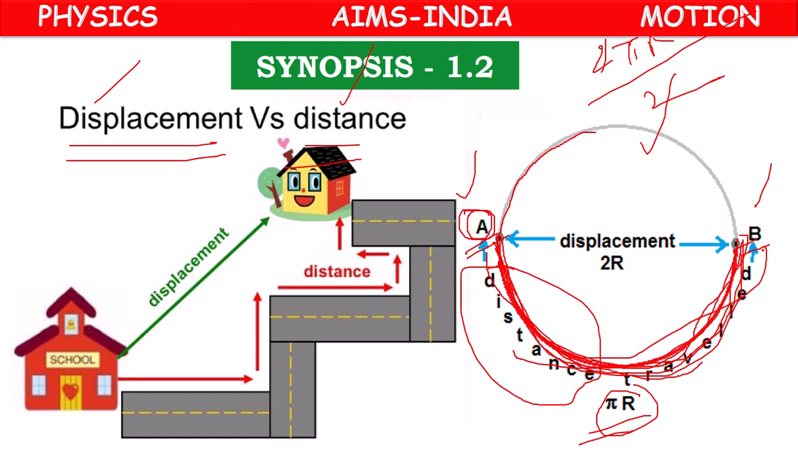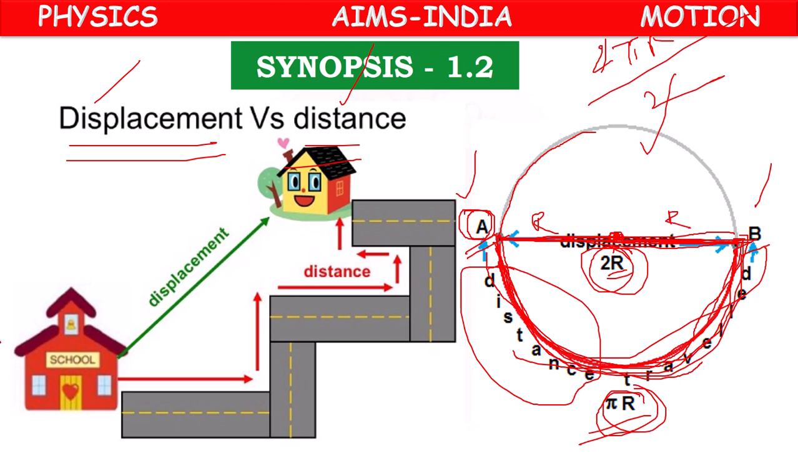Is there any shortest possible path between A and B? Shortest possible path means we have to draw a straight line connecting both. This is the shortest possible path. So what is the length of this shortest possible path? From the center point of circle, this side radius r, this side also radius r, r plus r, 2r will be the displacement. So distance is pi r, displacement is 2r.